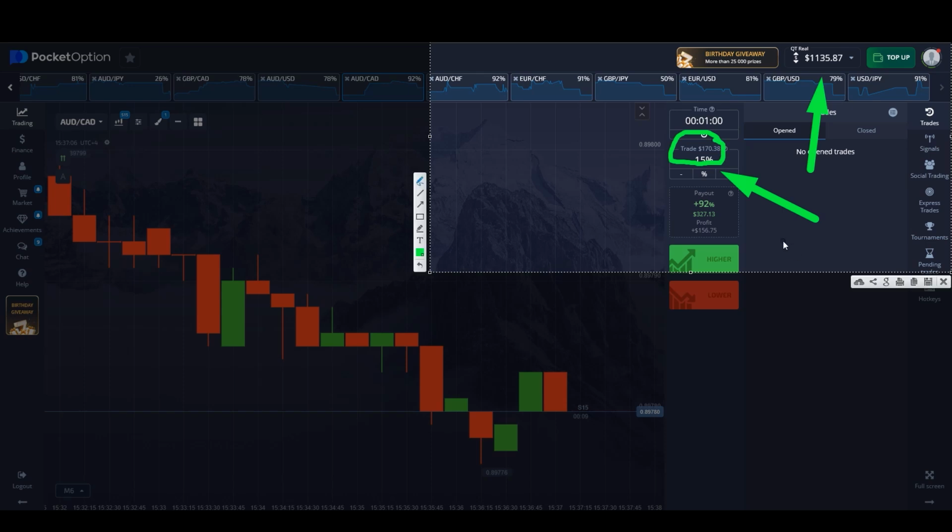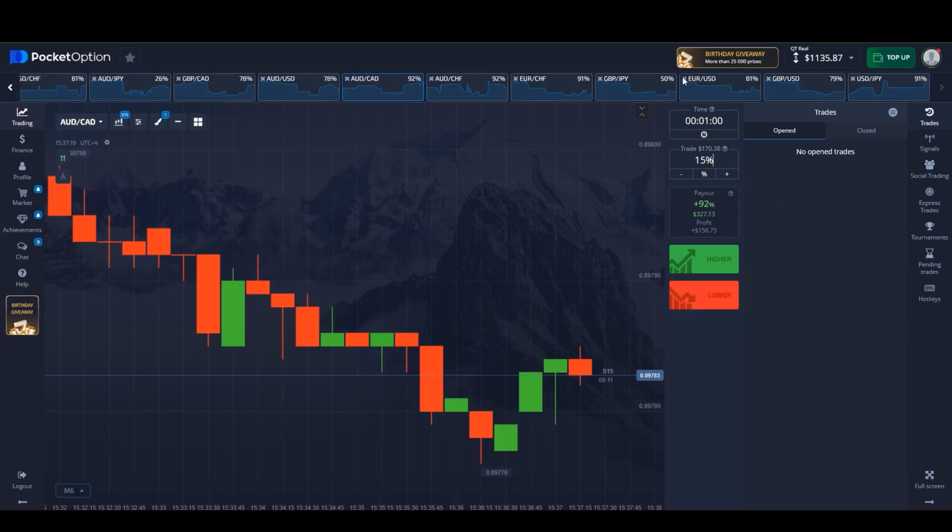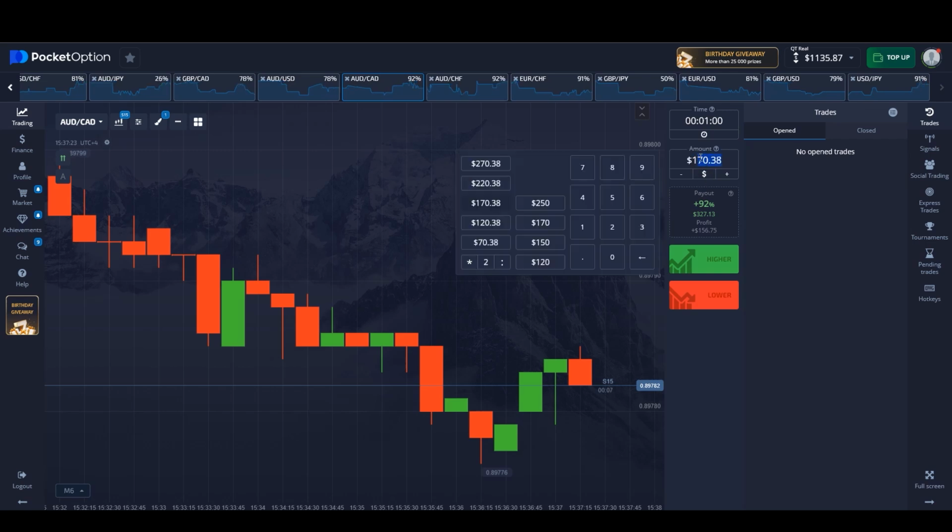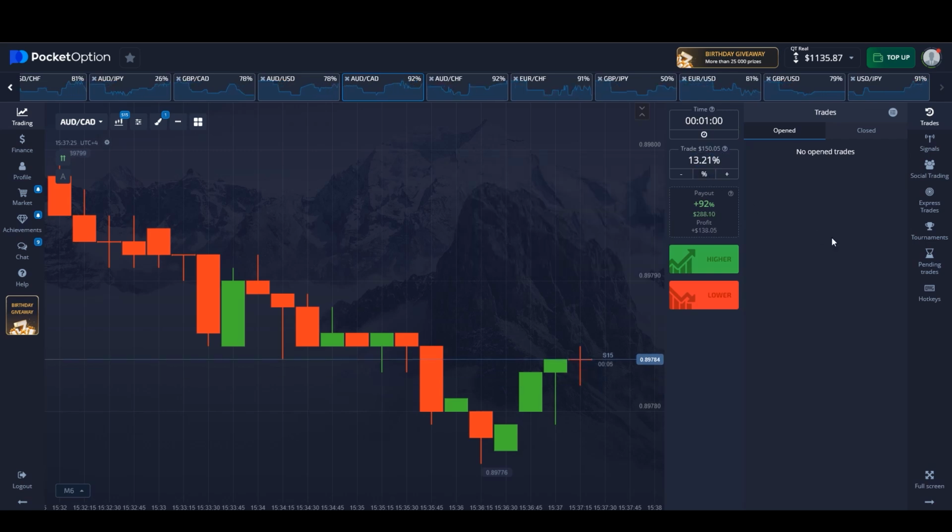If I lose everything, I can trade the same $150, but it will be 13%, so you can trade either on a fixed percentage or on a fixed amount. If you have a fixed amount, your percentages are reduced and you will earn the same amount of money.